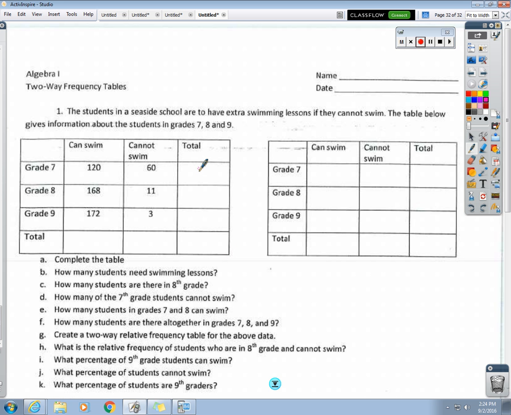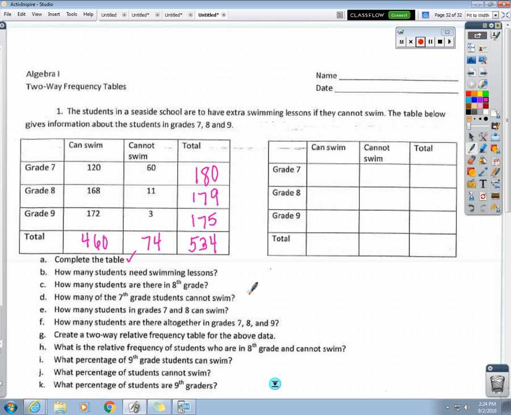Just add it up. So what is the total number of students in grade 7? Right? Grade 8? And grade 9? So now that you've done that, can't you find out the total of all the grades? Right, 534. And then we could also find out the total that can swim and can't swim. How many can swim? 460. And how many can't? 74.